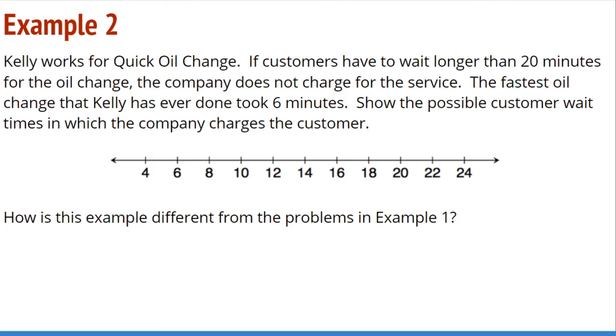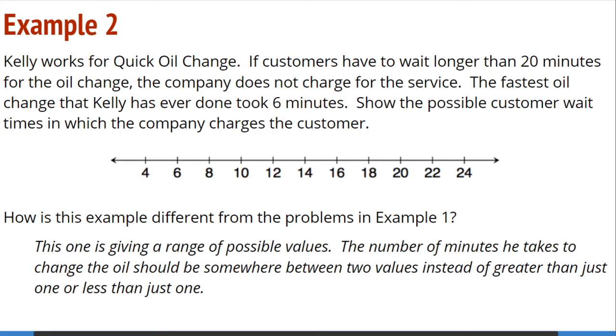Pause and think for a moment. How is this example different from the problems in example 1? Hopefully you recognize that this one is giving a range of possible values. He can't change the oil in less amount of time than his fastest. 6 is the fastest he's ever done.